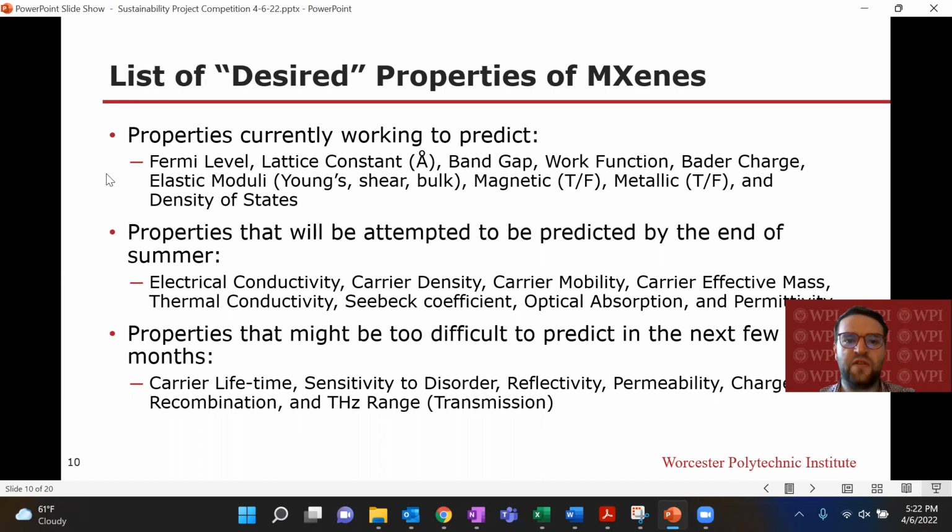List of desired properties of MXenes. There are a number of properties that we are currently working on to predict, such as Fermi level, lattice constant, band gap, work function, Bader charge, elastic moduli, magnetic, metallic, and density of states.